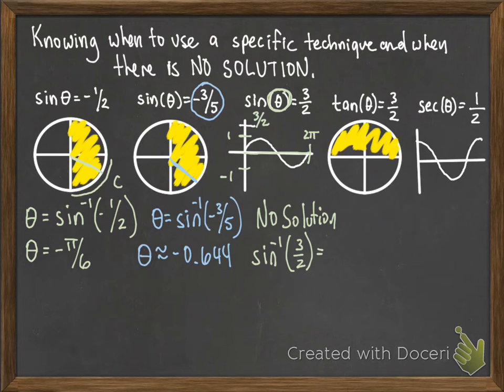So what we're going to have to do is take the inverse tangent here and find out what that is going to equal. It looks like that's going to be approximately 0.983, rounding to the nearest thousandth.